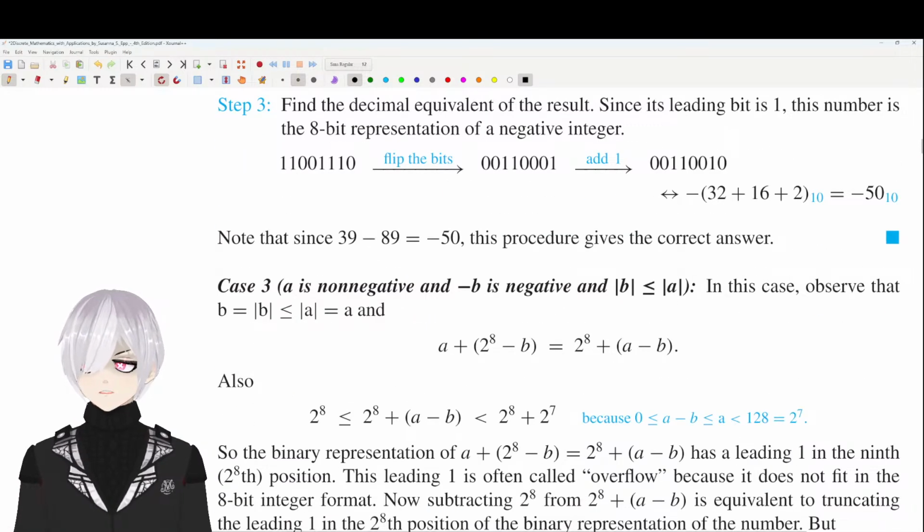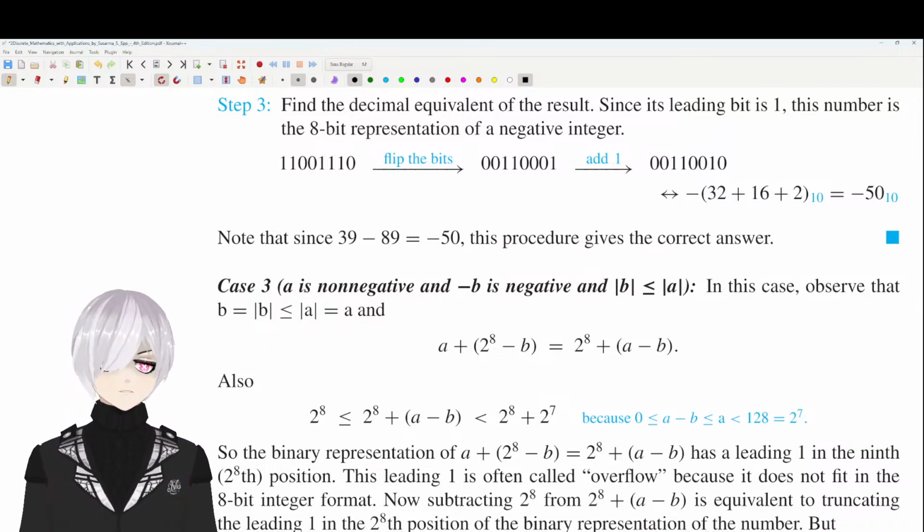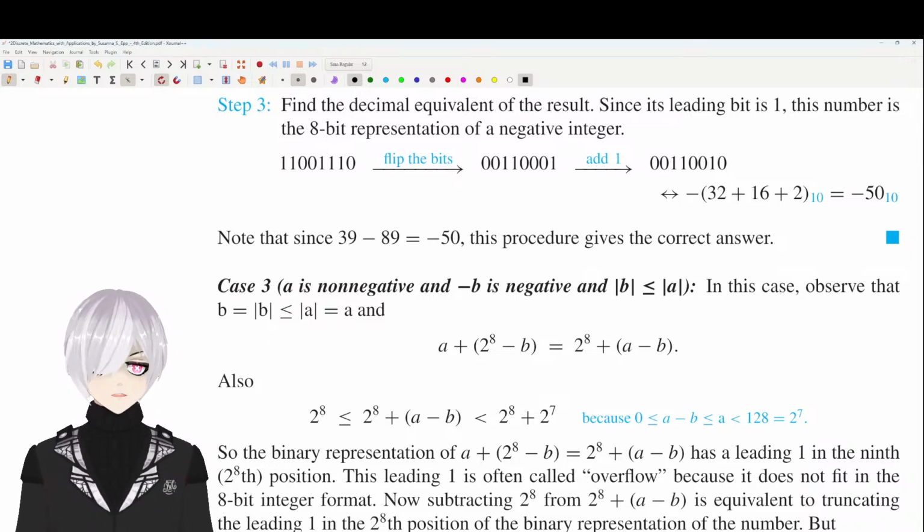Okay, let's see. So A is non-negative and B is negative. Well, it says negative B is negative, and the absolute value of B is less than or equal to the absolute value of A. If negative B is negative, wouldn't that mean that B is positive?